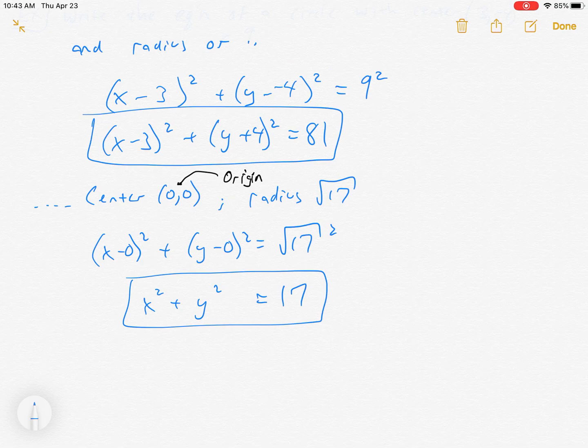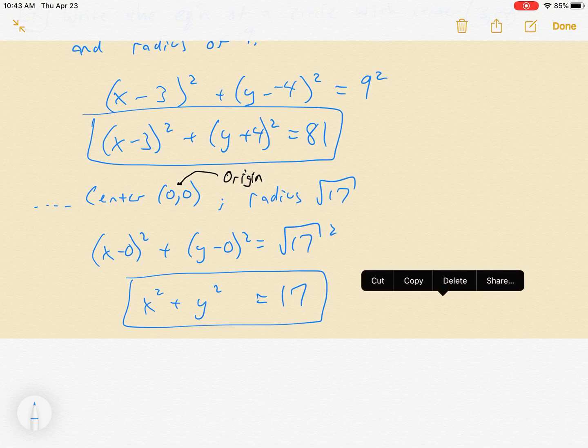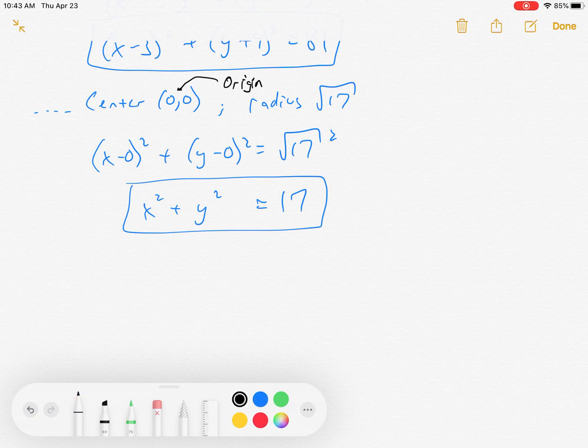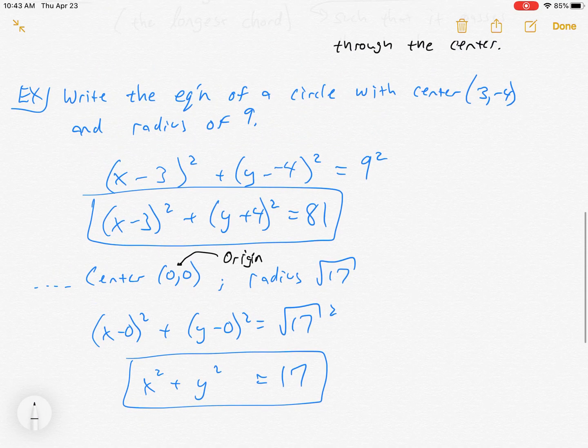This is pretty common that we work with circles where the center's at the origin, so get used to seeing x and y all alone. That means that that particular coordinate of the center is 0. Okay, it might be x squared plus y minus 4 quantity squared or something.